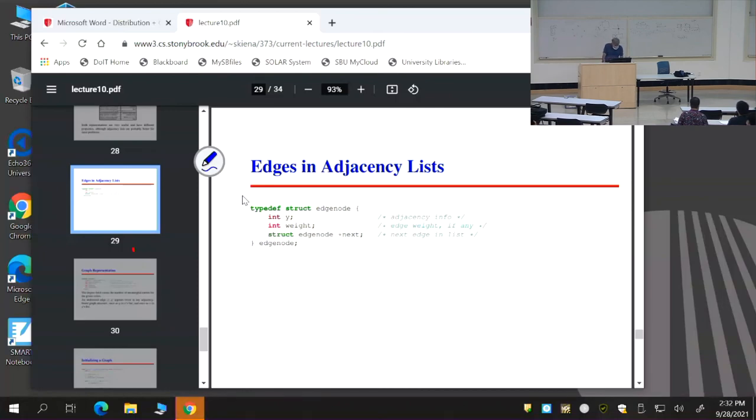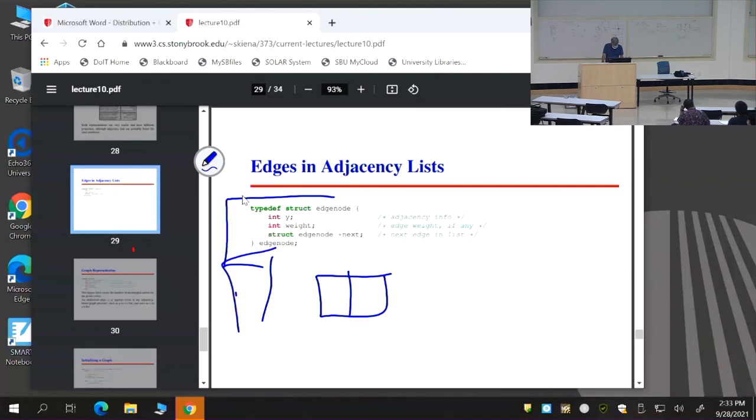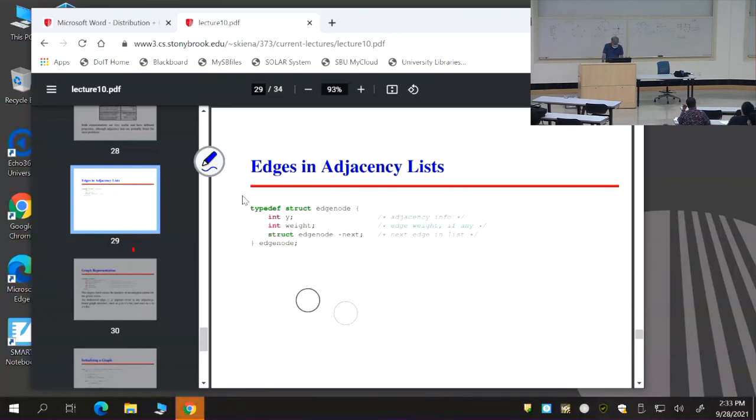What does a node look like in an adjacency list? Well, if I'm in the ith list, edge ij, I need to know what the other vertex is. I need to have a pointer to the next node. And if I want to store any auxiliary information, I might also have a weight field. Okay? Any questions about what the nodes are in adjacency lists? Okay, what else do I know about them?